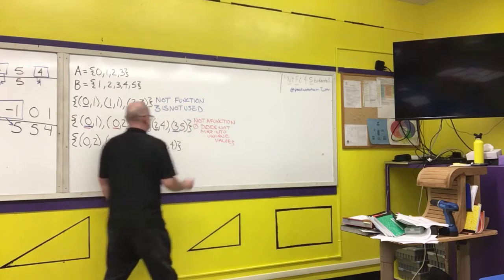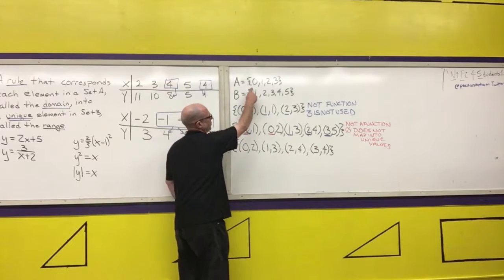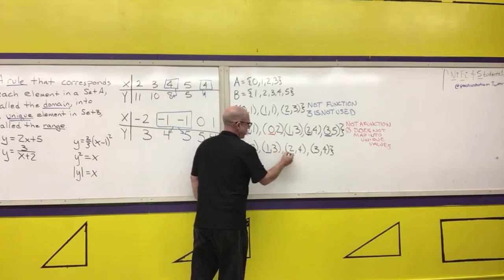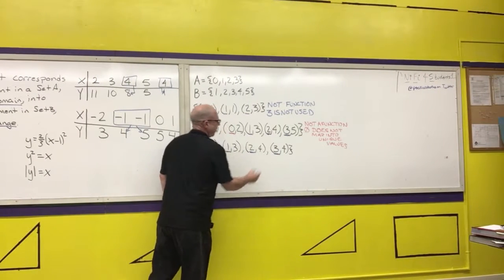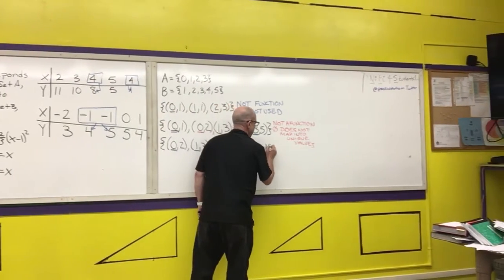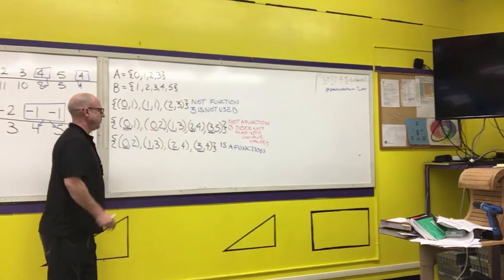And let's check the last set. Again, the first thing I want to do, if I'm given a set, is check to make sure all of my domain is used. In this case, 0, 1, 2, and 3 are all used, and they're all used only once. So this one is a function, because if they're used only once, it's impossible for them to map to two different numbers.